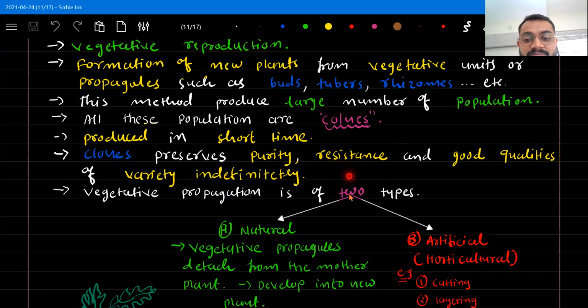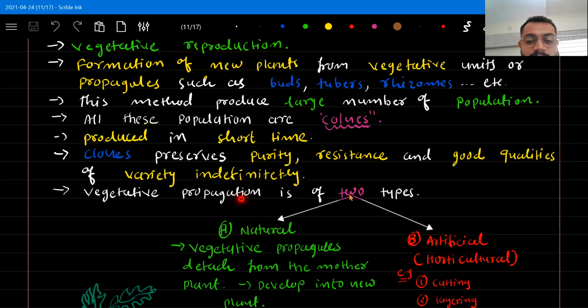Then resistance means whatever character they have, including resistance towards an antigen entering or any other new variation, they resist the variation. And good qualities: whatever good qualities they have, they will keep passing on continuously through the different generations. Those good qualities will never be compromised. Then variety: the good qualities of the variety are kept indefinitely. So there is no definite time, no limit; they can do this indefinitely.